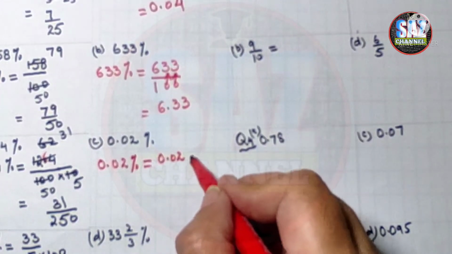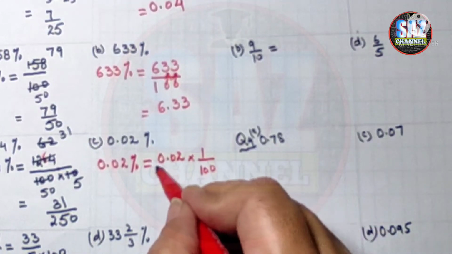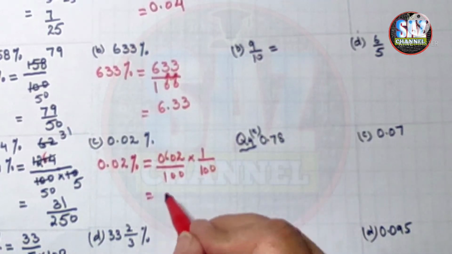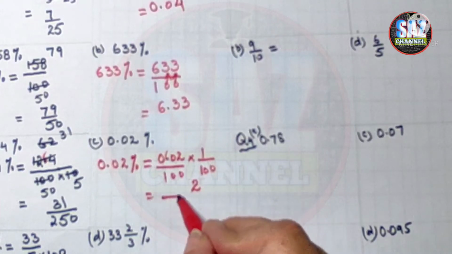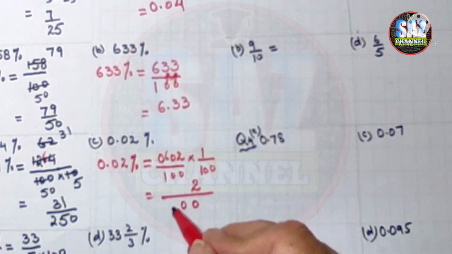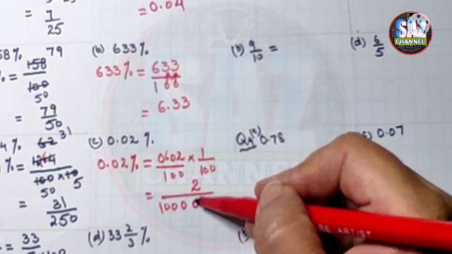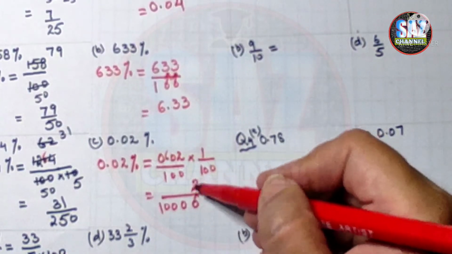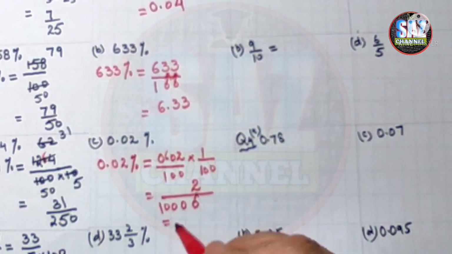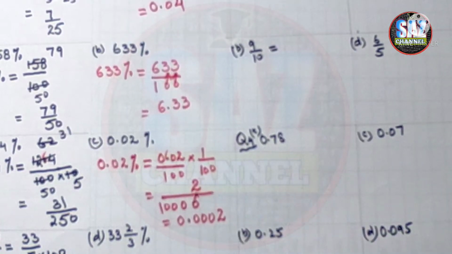0.02%. When I remove the percentage sign, I have to divide it by 100, and then we have to remove the decimal as well. This will become 2 over how many zeros? 4 zeros. That means 10,000. As we have to give the answer in decimal, we place 0. and then the 3 zeros, so 0.0002 will be the answer for this question.